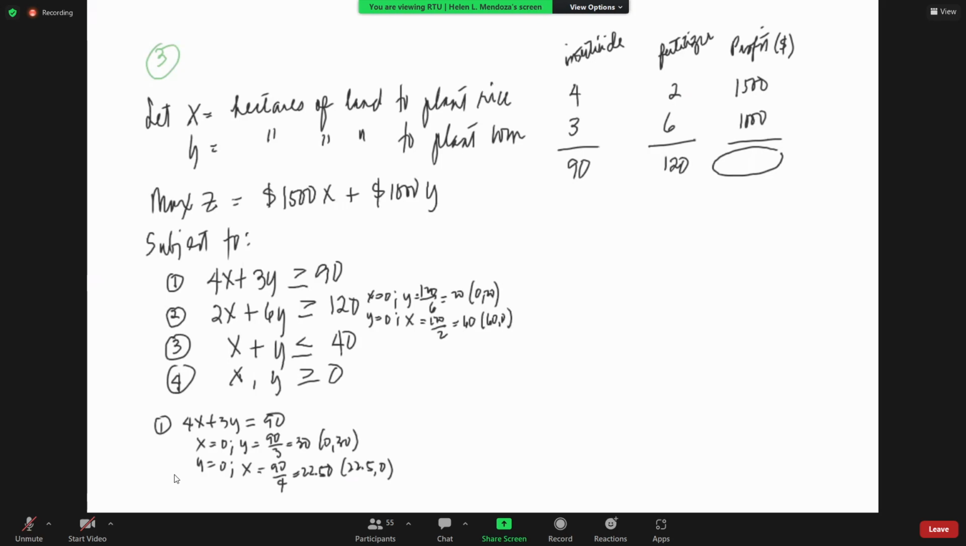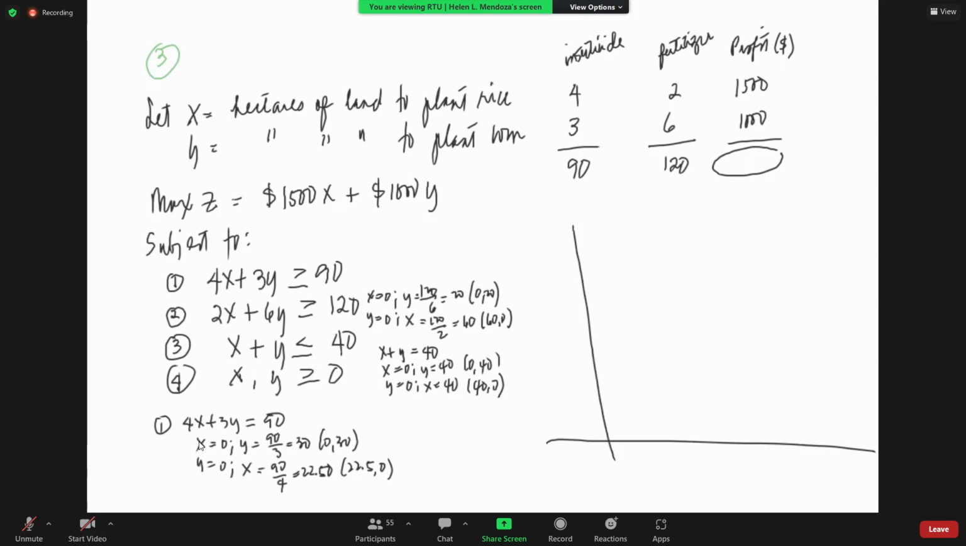Then, yung x plus y is 40. So if x is 0, y is 40, y is 0, x is 40. So we have 0, 40, 40, 0. So when we graph, tignan mo lang the highest value for x. So we have 0, 60, 0, 40, 0, 22.5. So that is 60 for x.